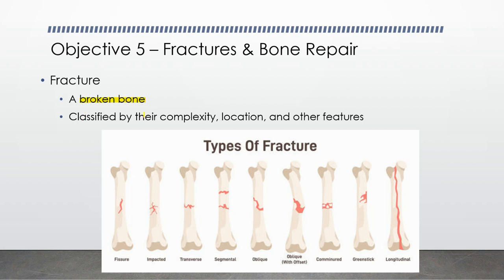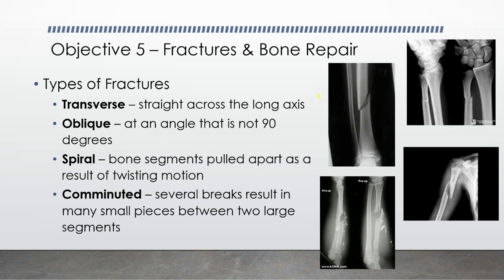There are different types of fractures, and they're classified by their complexity, where they occur, and some other features. So we're going to take a look at the different types of fractures. Transverse, we've actually seen this word before. Remember that transverse means to go across, so in a long bone, the fracture goes straight across the long axis, perpendicular to the direction of the bone. Over here is an example of a transverse fracture. It's going straight across that bone there.